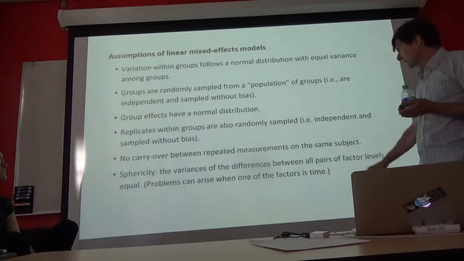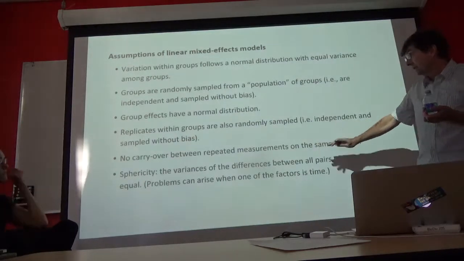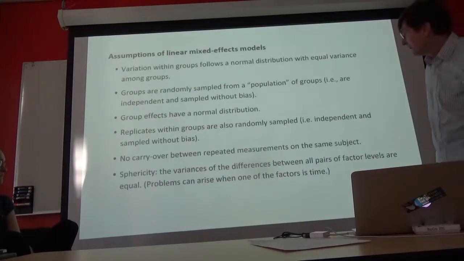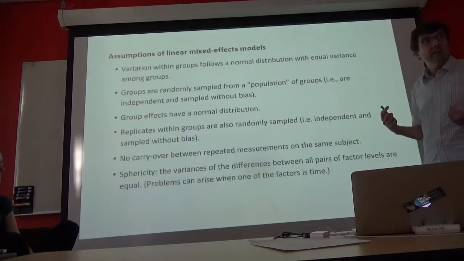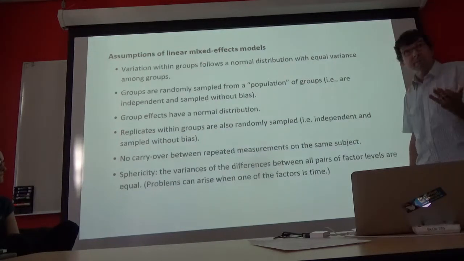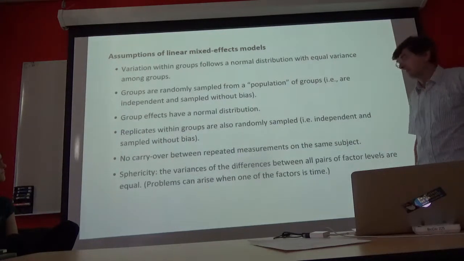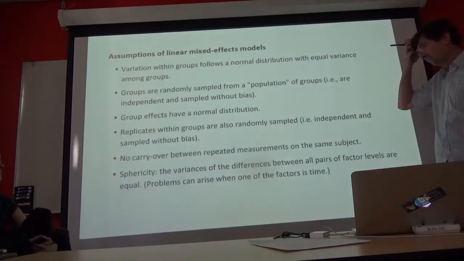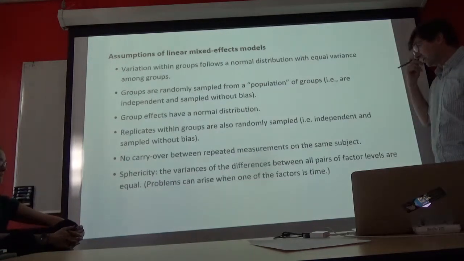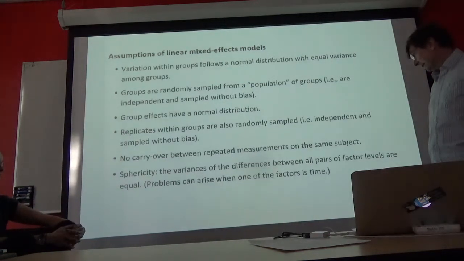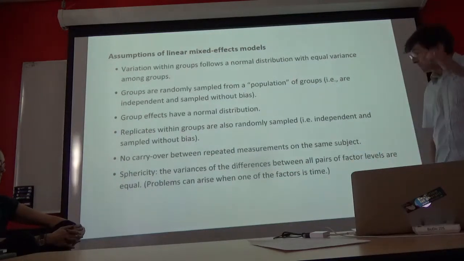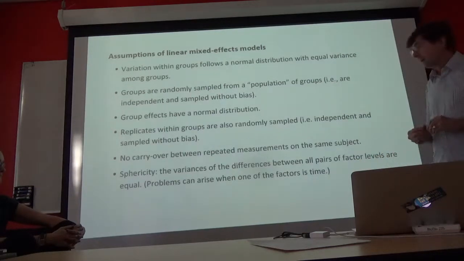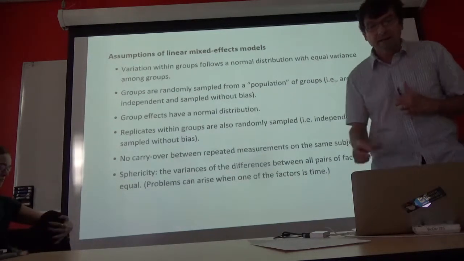Of course, replicates within groups are also randomly sampled. And then no carryover. Again, if you're repeatedly measuring the same individual, you want to perhaps wait long enough between measurements that what you took as the measurement the first time won't influence the measurement you obtain the second time. And finally, there's an assumption called sphericity. Sphericity means that the variance of the difference between pairs of factor levels is equal for all pairs. And I'll give you an example of where this could be violated.